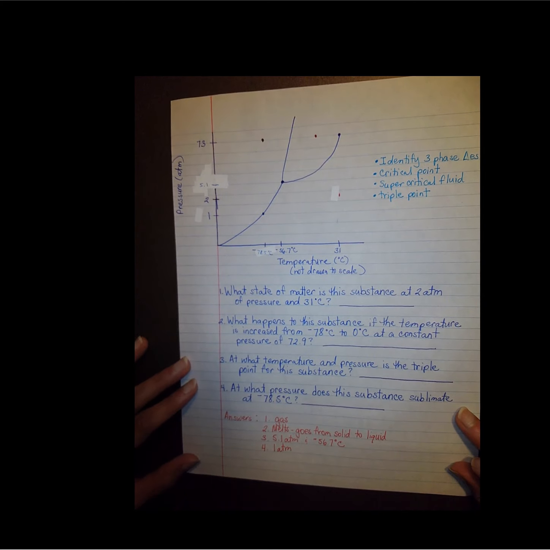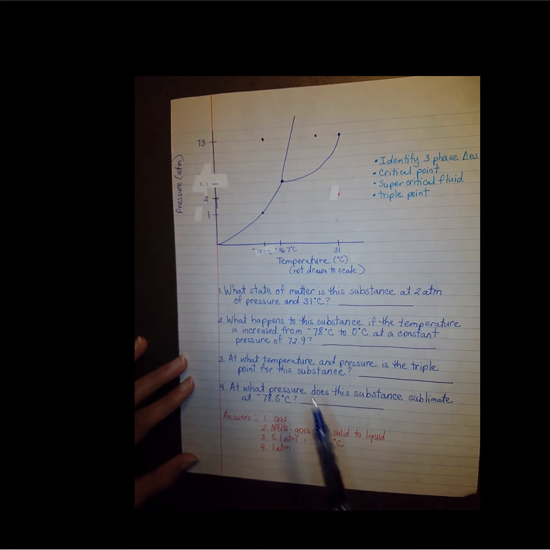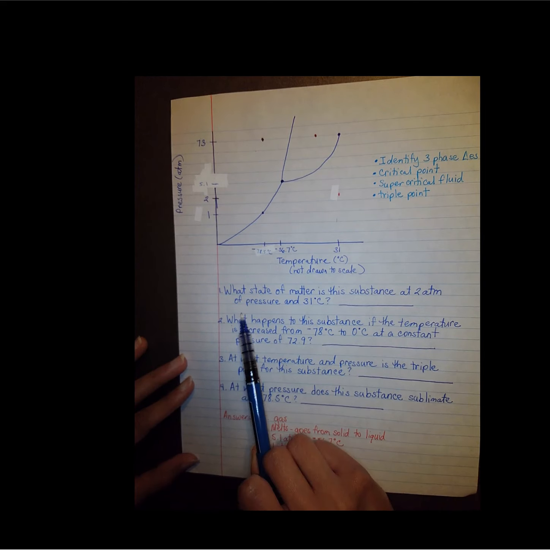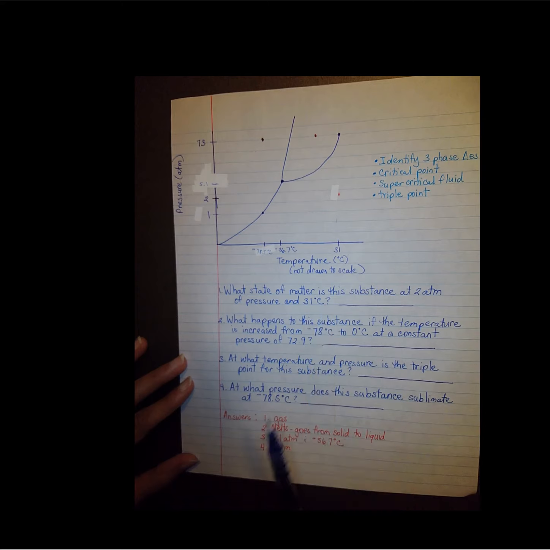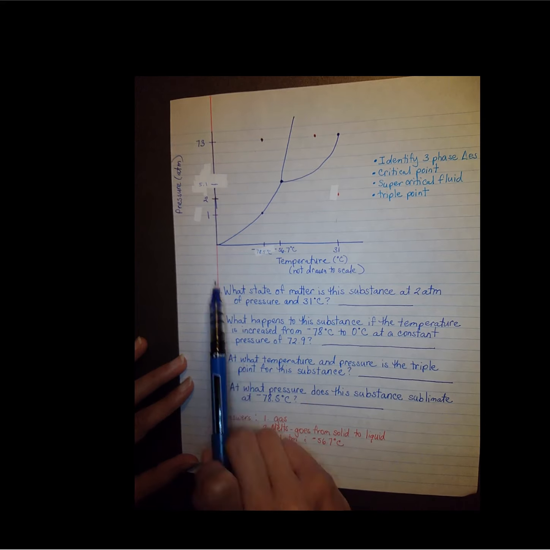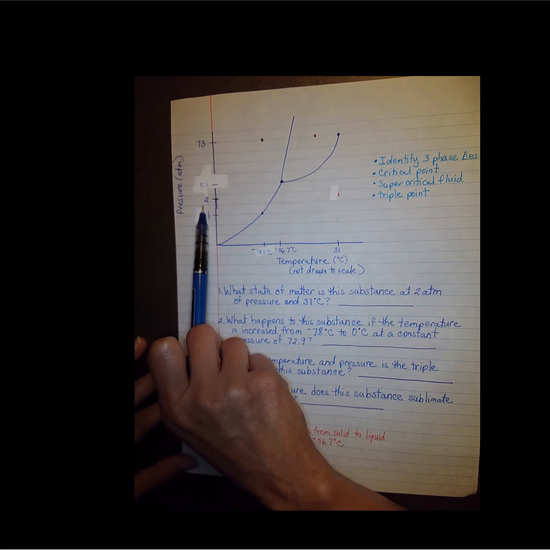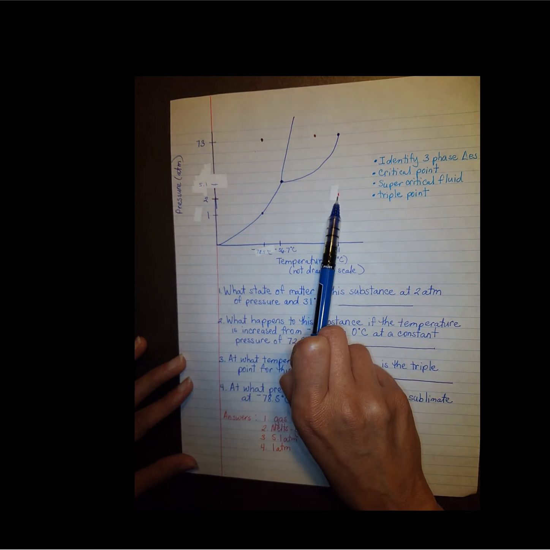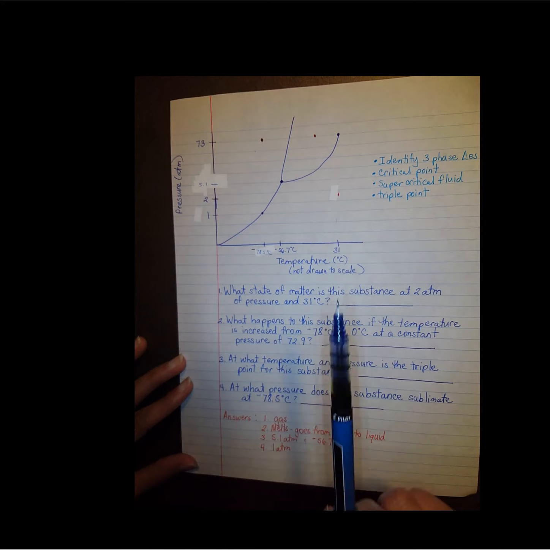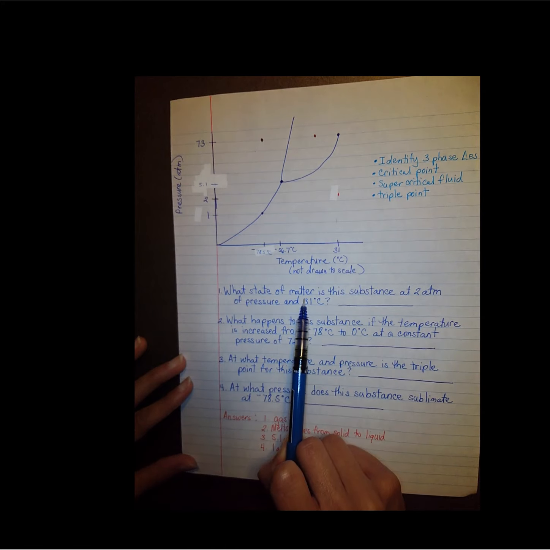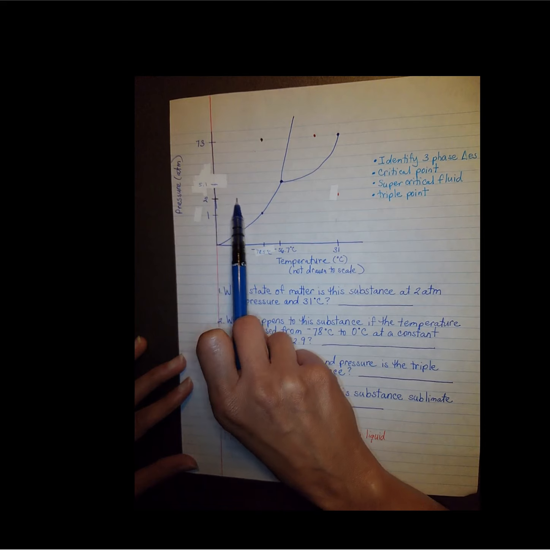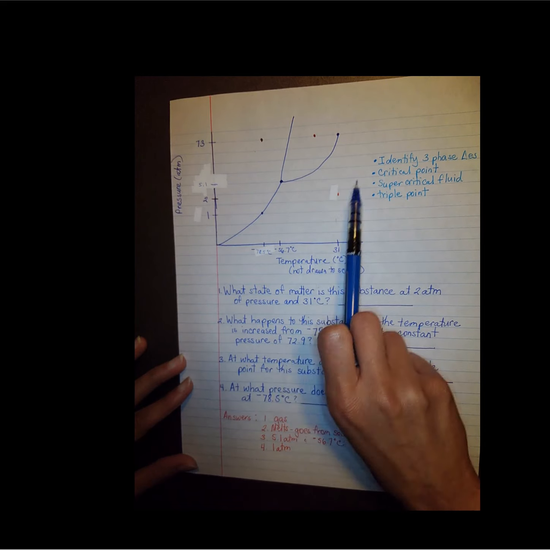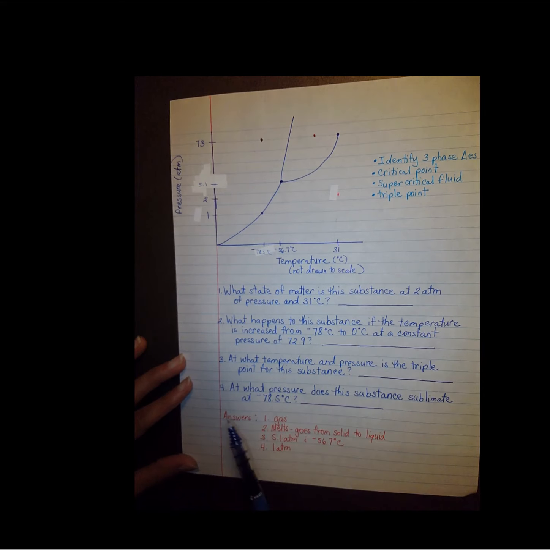The first question that we have is, what state of matter is this substance at 2 atm pressure and 31 degrees Celsius? If we're looking at 2 atm for pressure and 31 degrees Celsius, that would be right at this spot. So we would say at 2 atm and 31 degrees Celsius, the substance happens to be gas. So you would put gas there.